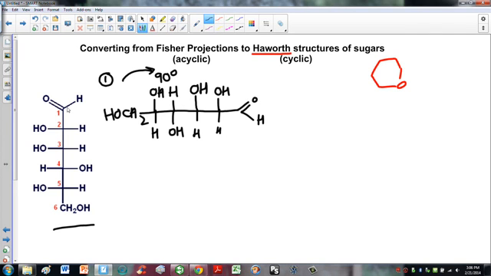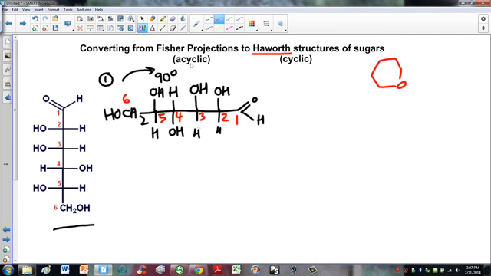Alright, so that's step 1. Literally all we've done is take this and rotate it 90 degrees. If it helps, I'm going to put the carbon numbers on here and label them just so you can see what's what. Alright, so in here carbons 1 through 6, here carbons 1 through 6.